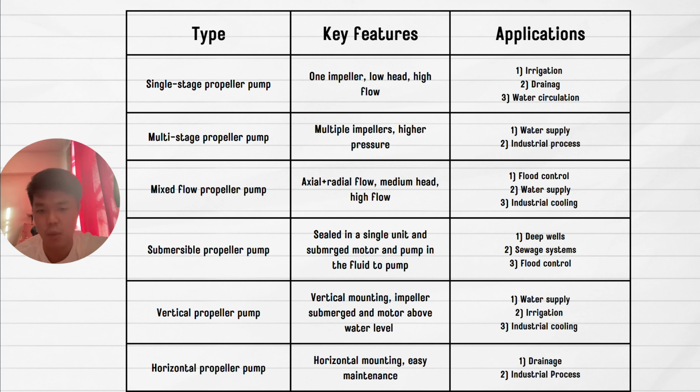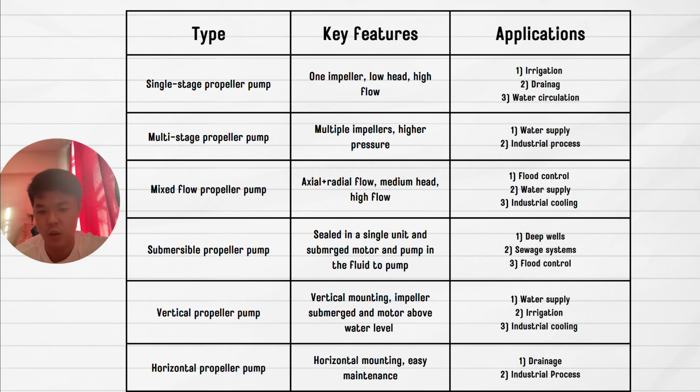And the fifth one is the vertical propeller pump. The key features are vertical mounting, submerged impeller, and motor above water level. So it's different from the top four because of the vertical mounting, and also the impeller is submerged. The application is water supply, irrigation, and also industrial cooling.